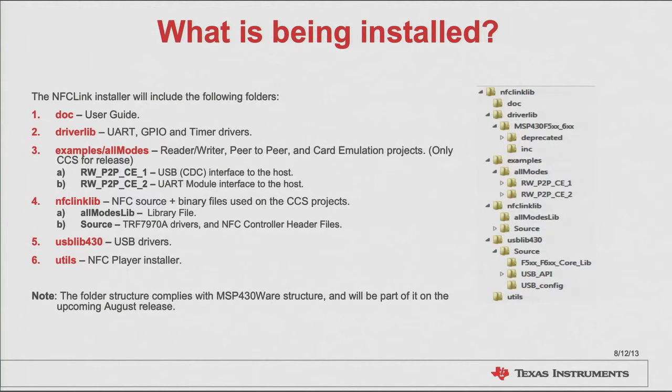The NFC Link installer includes the following folders. The doc folder includes the user guide. The driver-lib folder includes the UART, GPIO, and timer drivers. The example folder includes the CCS reader-writer, peer-to-peer, and card emulation projects. The NFC Link lib folder includes the NFC source and binary files used in the CCS projects. The USB lib 430 folder includes the USB drivers. The utils folder includes the NFC player installer.